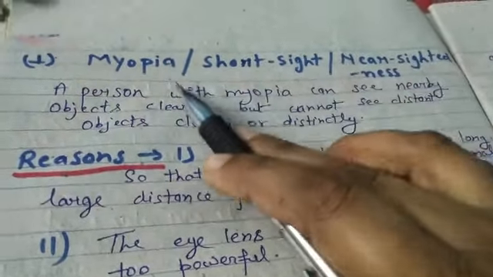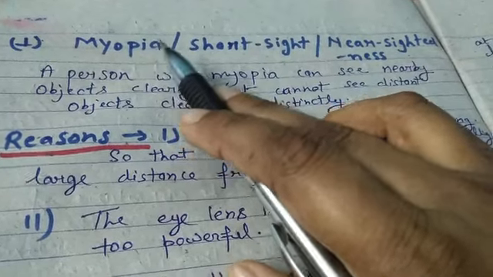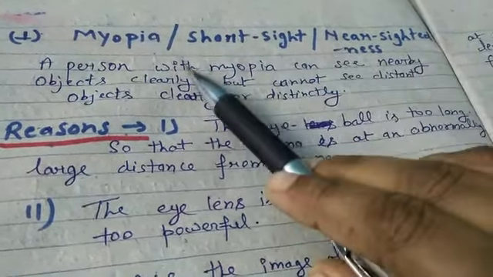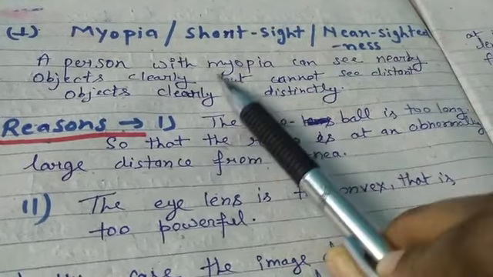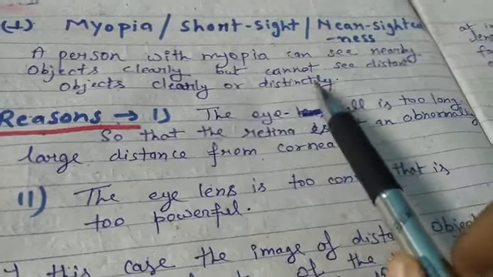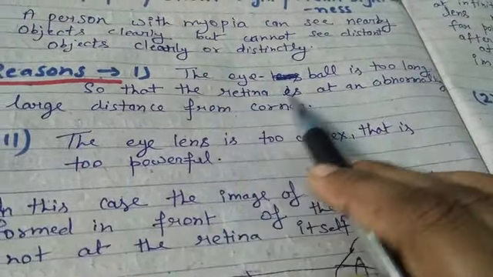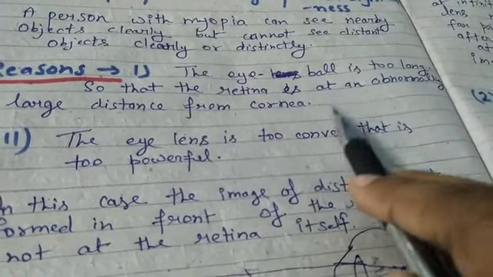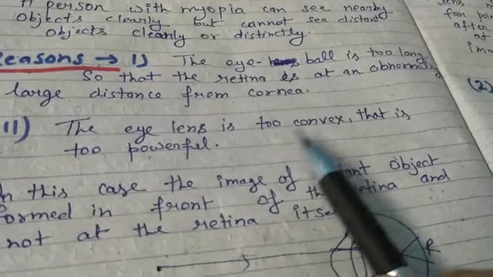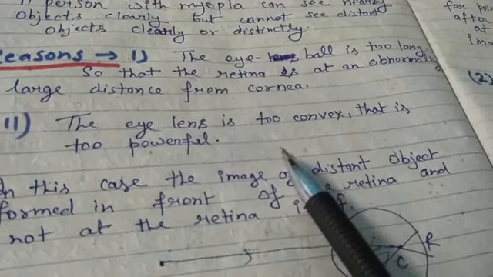So, here is myopia. Myopia is also called short sight or nearsightedness. A person with myopia can see nearby objects clearly but cannot see distant objects clearly or distinctly. So let's see the reasons. The eyeball is too long, so that the retina is at an abnormally large distance from the cornea, or the eye lens is too convex, that is, too powerful.